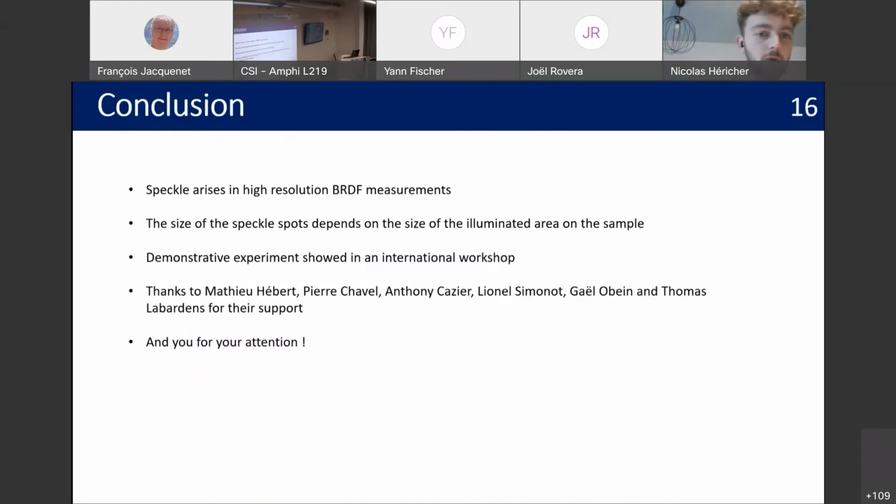Okay, so to conclude, speckle arises in high-resolution BRDF measurements. It's an issue in metrology that scientists are facing. The experiments we did illustrate the fact that the size of the speckle spots depends on the size of the illuminated area on the sample.